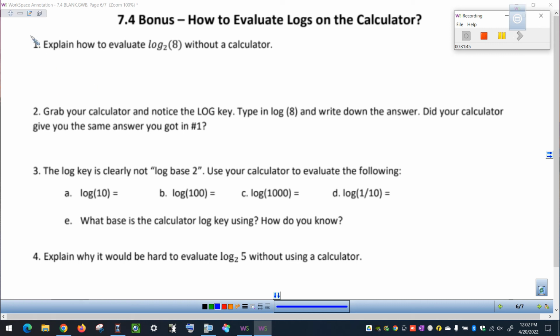All right, so I'm going to give you a few more minutes here to work, and I want you to take a look at and actually work through questions 1 through 4 on this second paper.